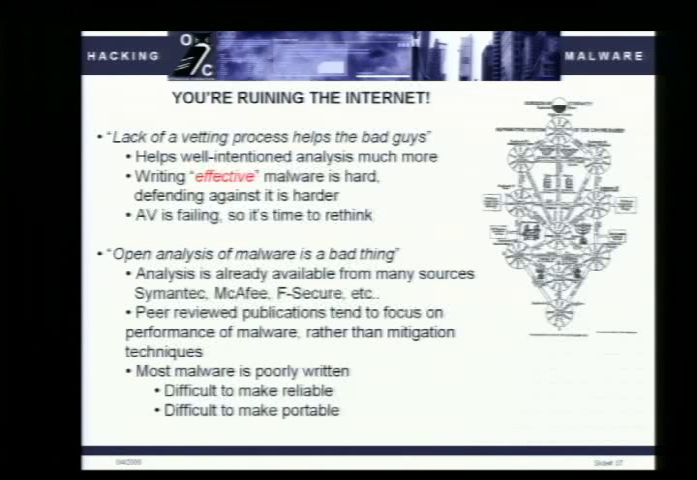But there are other people that say, I don't care if you distribute your samples. Open analysis is a bad thing. But open analysis is already available from Symantec, McAfee, and the good guys at F-Secure. So we say that this doesn't matter too much. So what we're looking for is a synergy between the access to the malware and getting that. The other thing we'd like to see more of is that peer-reviewed publications tend to focus on malware performance rather than mitigation. People are starting to work on some automated methods to discover this, but for the most part, it's not there yet.